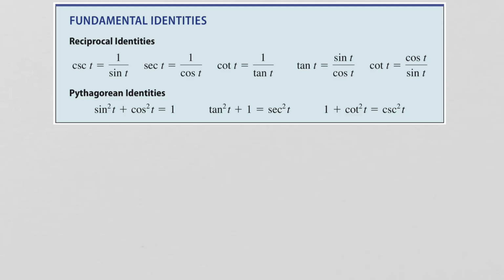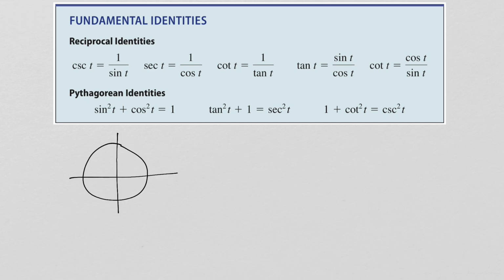Next, we have some fundamental identities. We already talked about the reciprocal identities. You can look at those here. The other fundamental identities are the Pythagorean identities. And I'll just briefly talk about why each one of these is true.